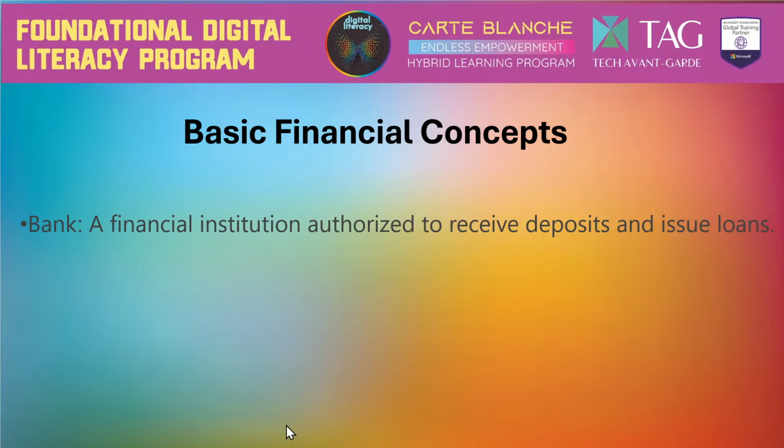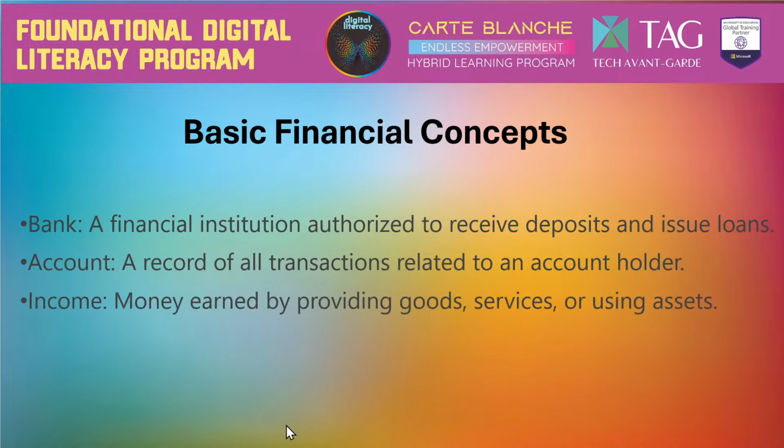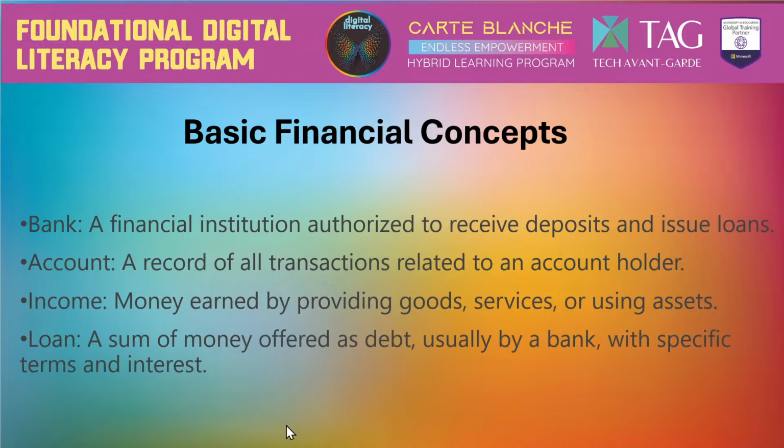A bank is a financial institution authorized to receive deposits, issue loans, and provide many banking facilities. Accounts: we have to open an account in the bank, and in that account we can record all the transactions related to an account holder. Income is money earned by providing goods, services, and using assets. Whatever money we get by providing something, for example we sell something, that is income, and after income we can work out what is profit and what is loss.